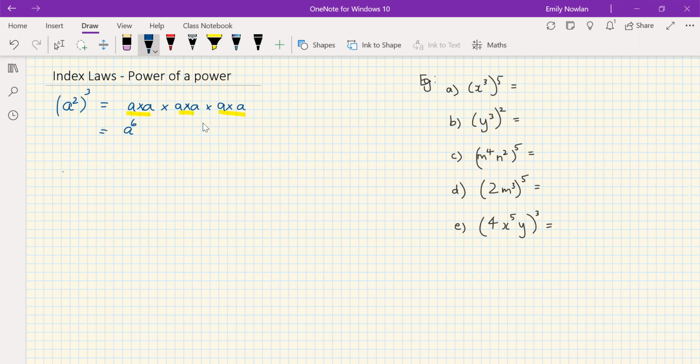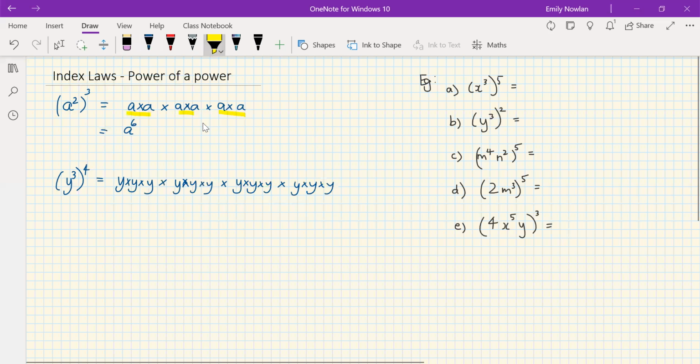And let's do another one. What if I had y cubed all to the power of 4? What does that mean? Well, I've got to do a y cubed, y times y times y. So I've got to times y cubed by itself 4 times. That's once. Let's do another one, y times y times y. It's twice. Let's do another one, y times y times y. And the last one, y times y times y.